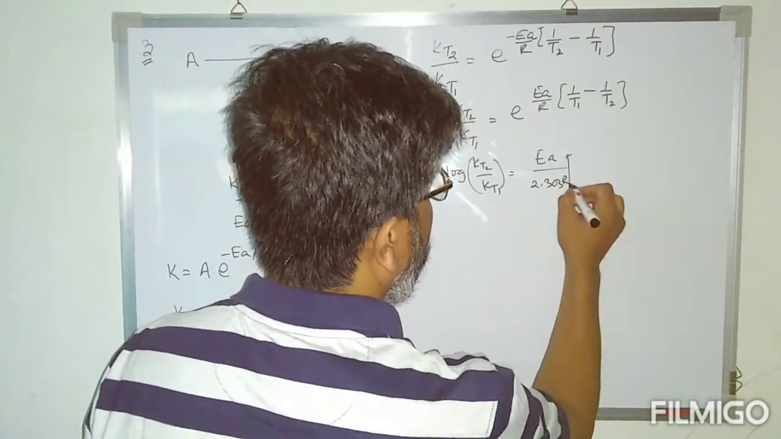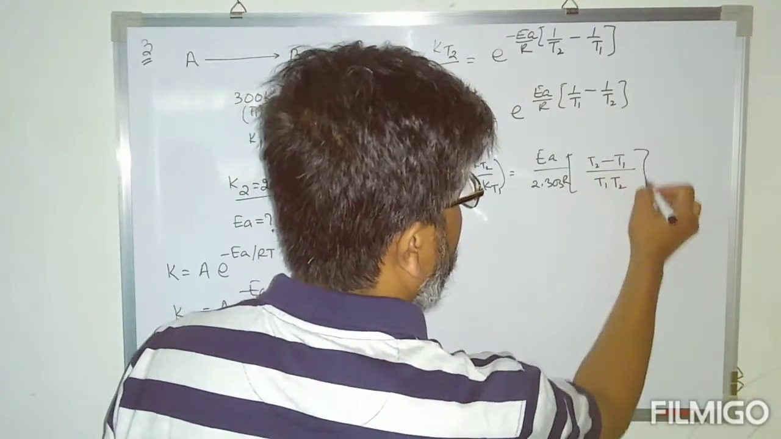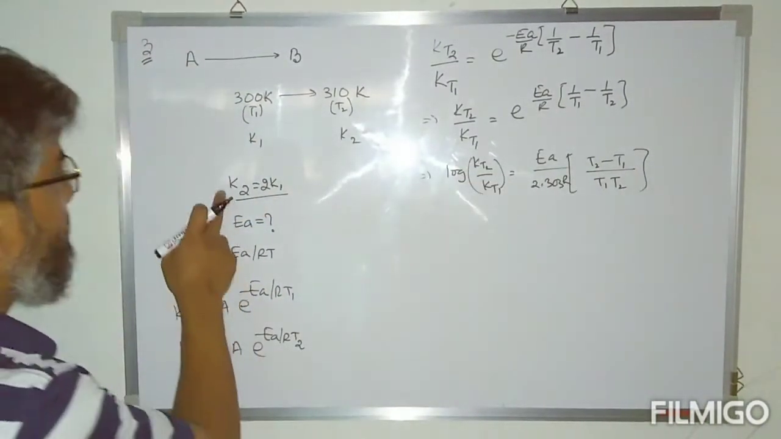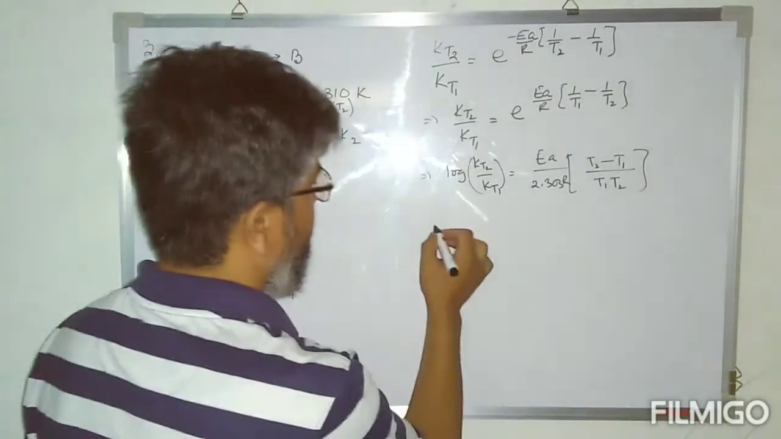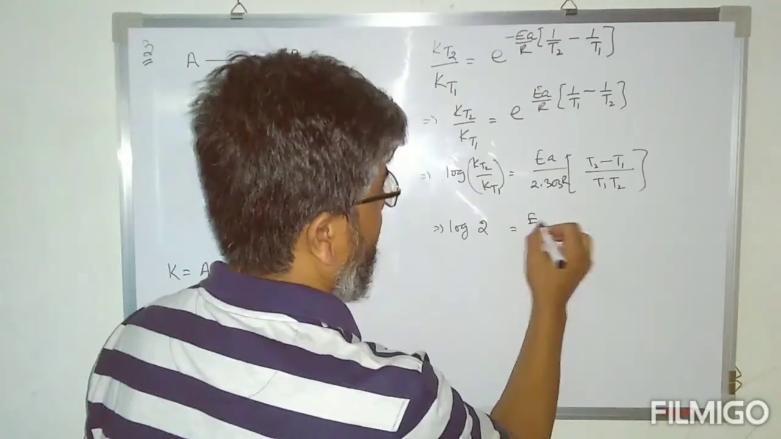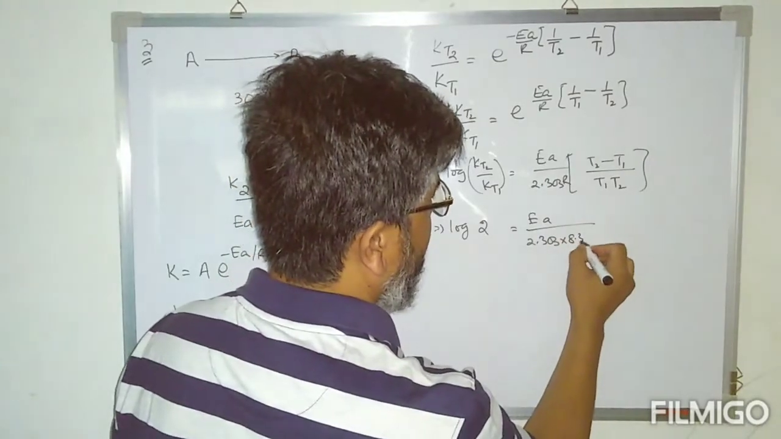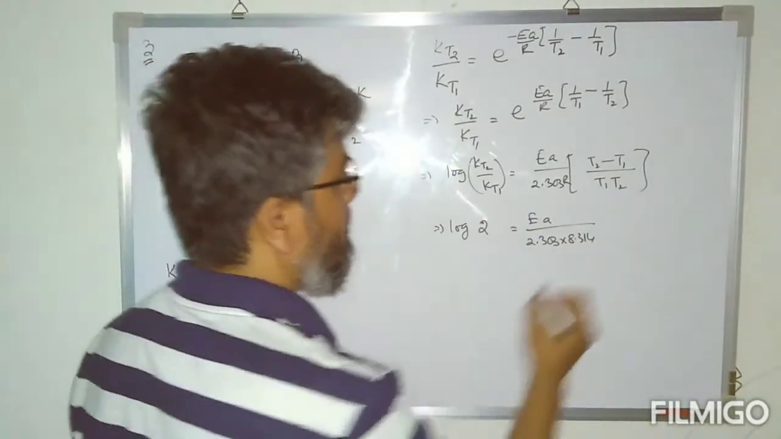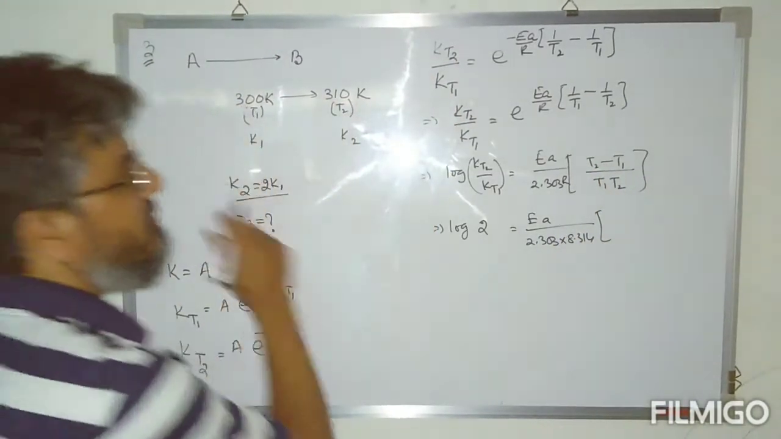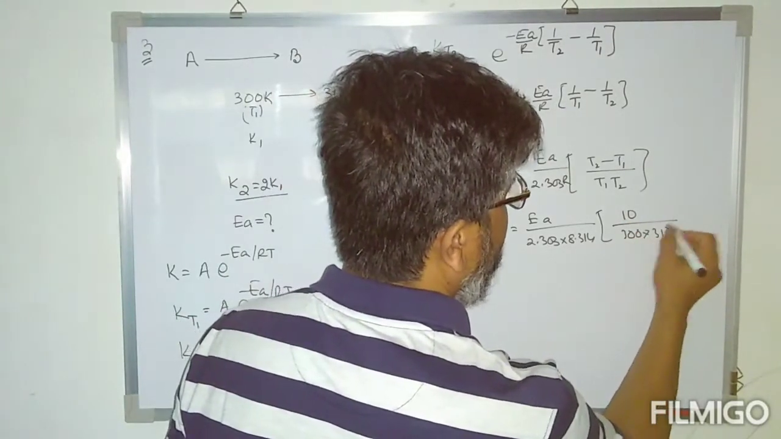Taking LCM, we get T2 minus T1 upon T1 T2. So we have this ratio KT2 by KT1, where KT2 is equal to 2 times KT1. So this means log 2 is equal to EA by 2.303 R. The value of R is 8.314 joule per Kelvin per mole, times T2 minus T1. This is T2, this is T1. The difference is 10, divided by 300 into 310.